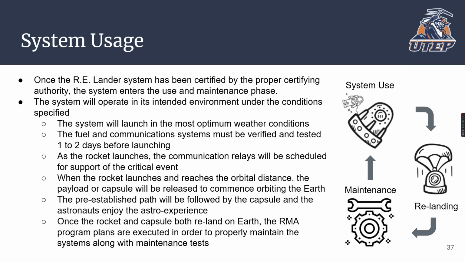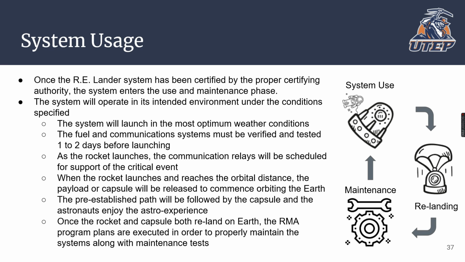So, the system usage phase. Once the relander system has been certified by the proper certifying authority, the system enters the use and maintenance phase. The system will operate in its intended environment, within the conditions specified. The system will launch in the most optimum weather. The fuel and communication systems, among others, must be verified and tested 1 to 2 days before launching. For the rocket launches, the communication relays will be scheduled for support of the critical event.